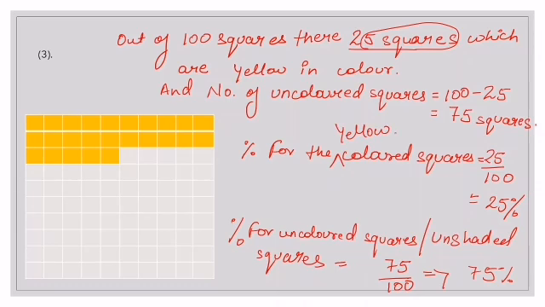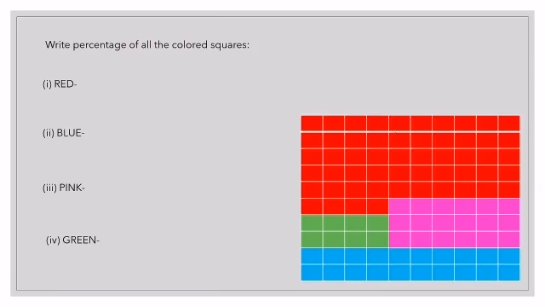Okay. Now moving on to the next type of question. Here in this question, what you have to do is write down the percentage for all the colored squares. In this figure, you have been given four different kinds of colors, and you have to find out the percentage for all the different colors.